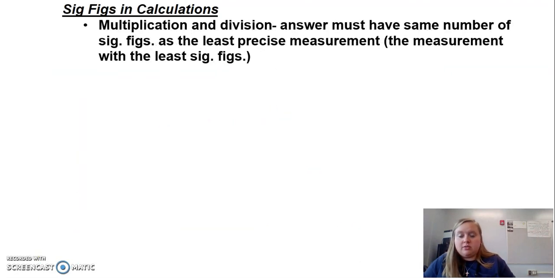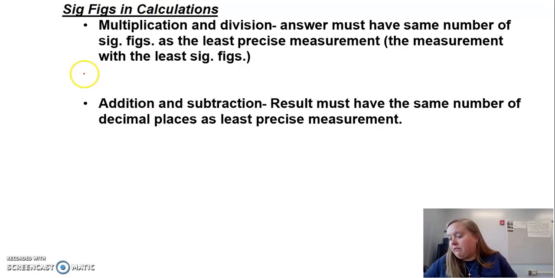Now, when you're doing calculations, hopefully you're familiar with the multiplication and division rule. I know that's one that we focus on a lot in Chem 1. So when you are multiplying or dividing, the number must have the same number of sig figs as the least precise measurement, or another way of saying that is the measurement with the fewest number of sig figs.